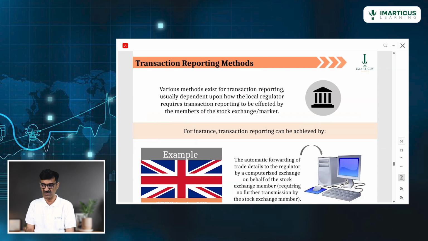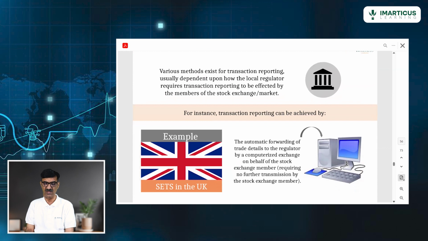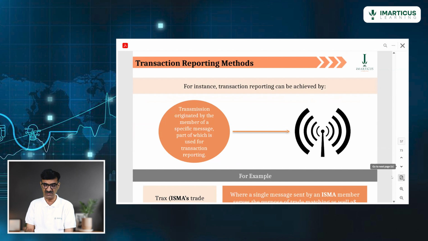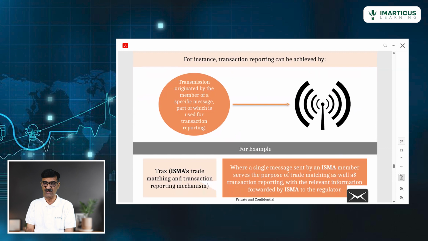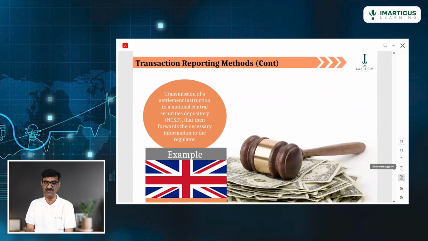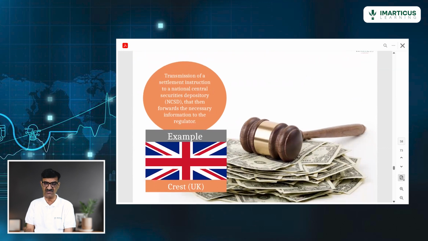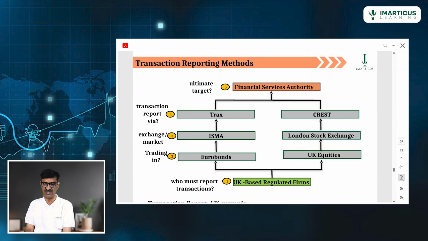There are different regulatory systems. In UK, it's SETS. You can see here, it tracks ISMA for monetary transactions. Here you can see in UK, the transactions system is CREST. This we will see in one chart. I'll just show you. Here it comes. When you deal in equities, you deal on the London Stock Exchange in UK, you report to CREST. And then they refer to the FCA.